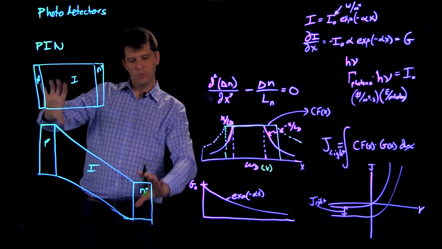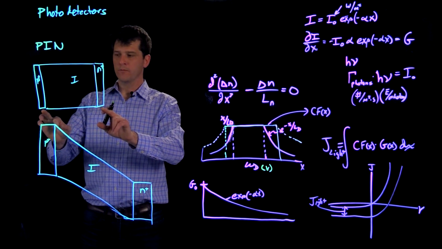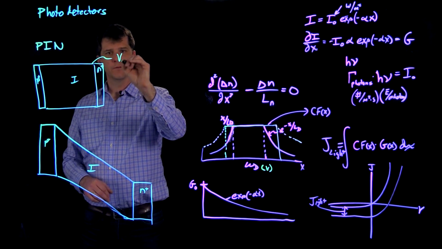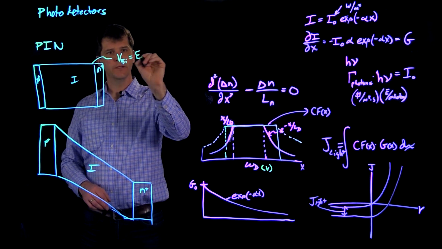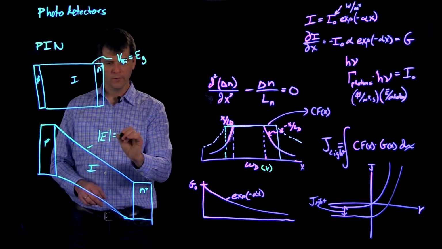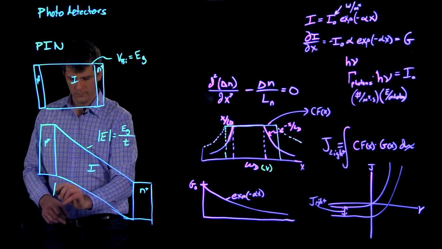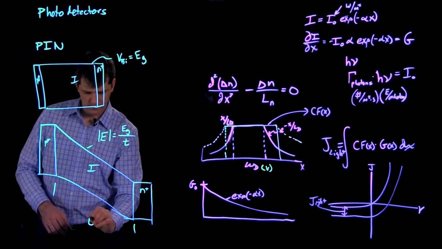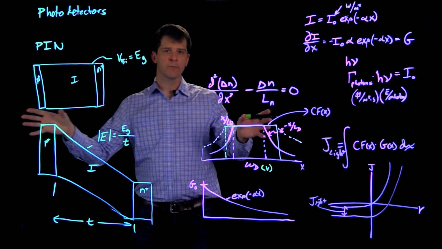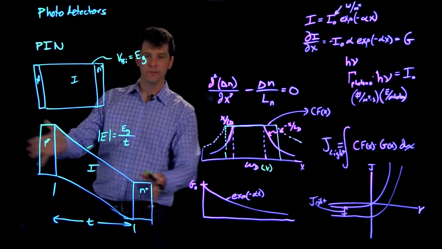Now, you can certainly bias these additionally, but already if you have a built-in voltage here, because these are P and N plus, the V built-in is kind of by definition E gap. And so the E field here in magnitude is going to be equal to E gap over the thickness from here to here. So essentially you can make the entire volume of the diode have an electric field of a certain value that you can design by manipulating the thickness and the doping.